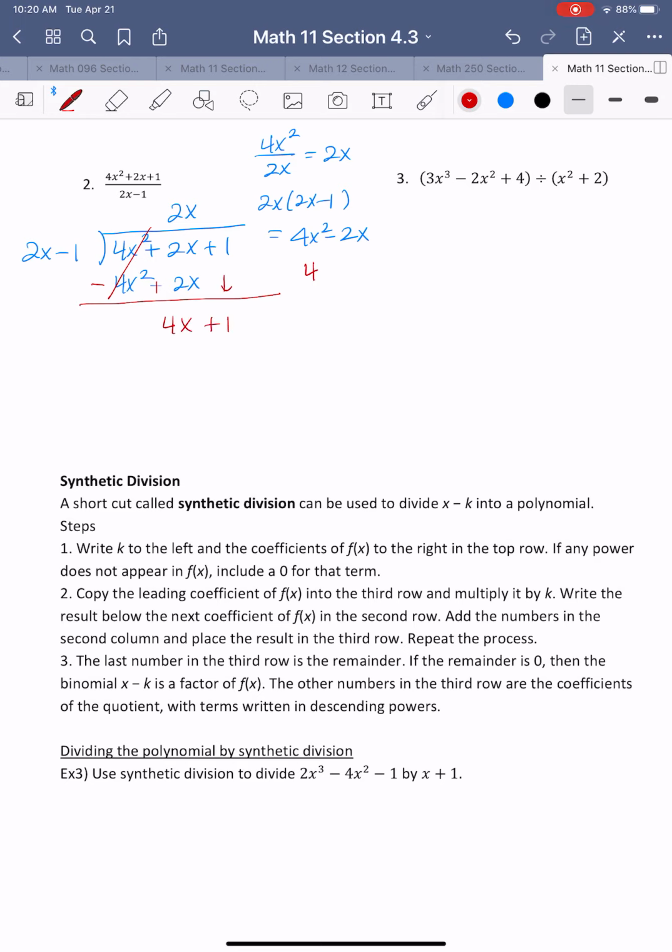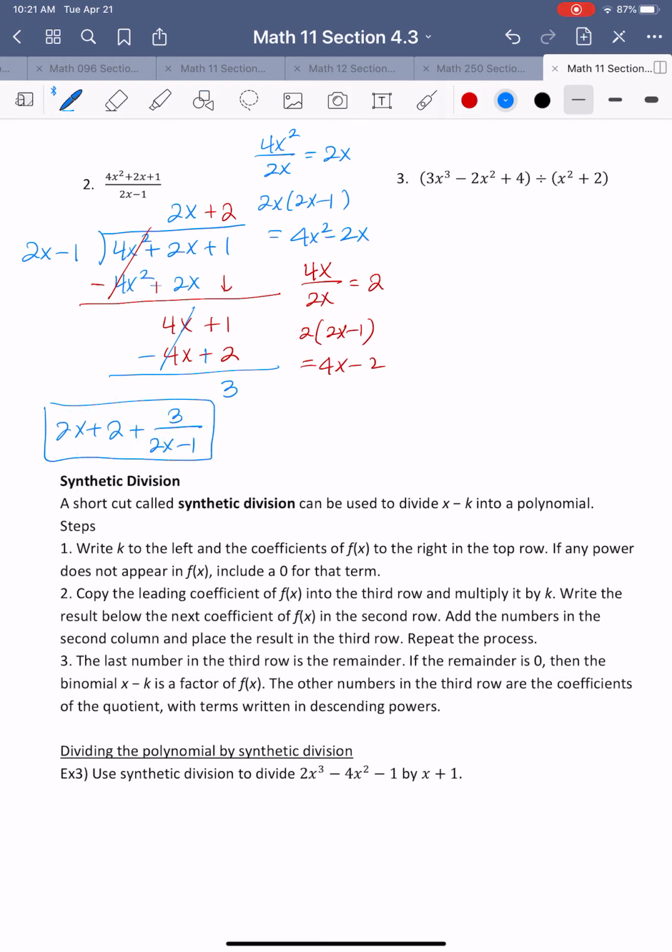So divide again. 4x divided by 2x, which is a 2. So plus 2 here. And then multiply 2 to the 2x minus 1. I got 4x minus 2. Now I have to subtract, which is a remainder of 3. So you need to write the answer as 2x plus 2, plus 3 over 2x minus 1. That's all. That's the answer.